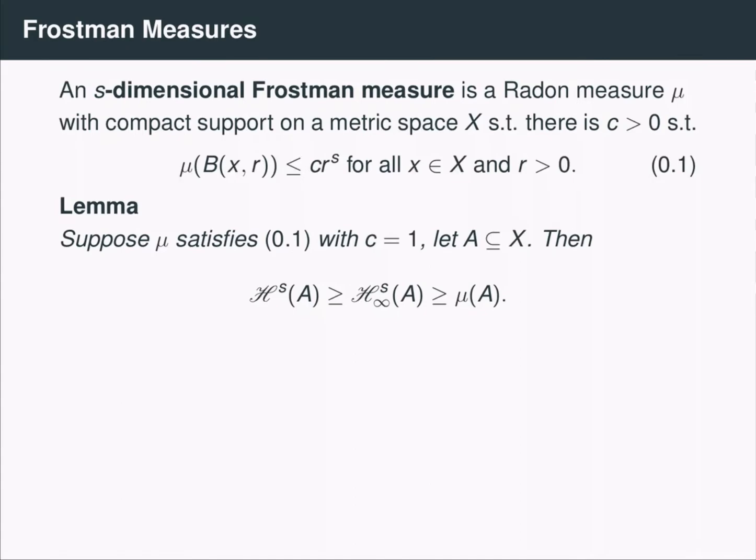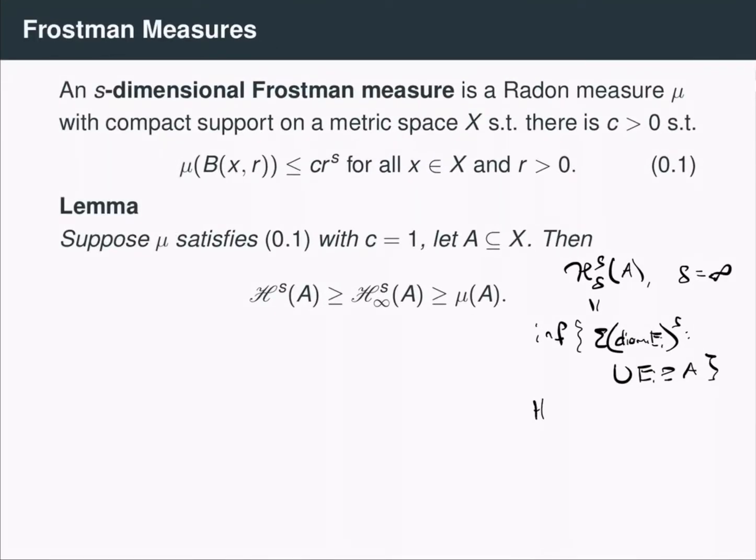Suppose that mu is a Frostman measure, and let's say that the constant c involved is equal to 1. Then for any set A in my metric space, the mu measure of A bounds from below the H^s_infinity measure of A, which is at most the Hausdorff measure of A. Recall that H^s_infinity is the H^s_delta measure of a set when delta is equal to infinity. In other words, this is the infimum over the sums of diameters of sets E_i to the power s, such that the union of the E_i contains my set, and there's no restriction on the size or diameters of the sets E_i. Sometimes this quantity is called the s-dimensional Hausdorff content.